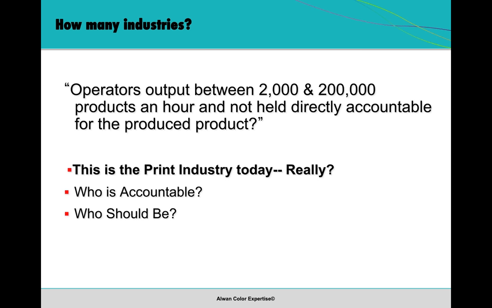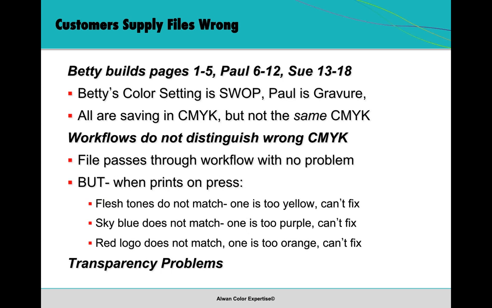treated as such. In fact, it's one of the reasons why the print industry is one of the 5 least automated industries in the United States. It's because it hasn't been treated as a manufacturing business. Now, let's start out by talking about files. Files that you get from a customer.